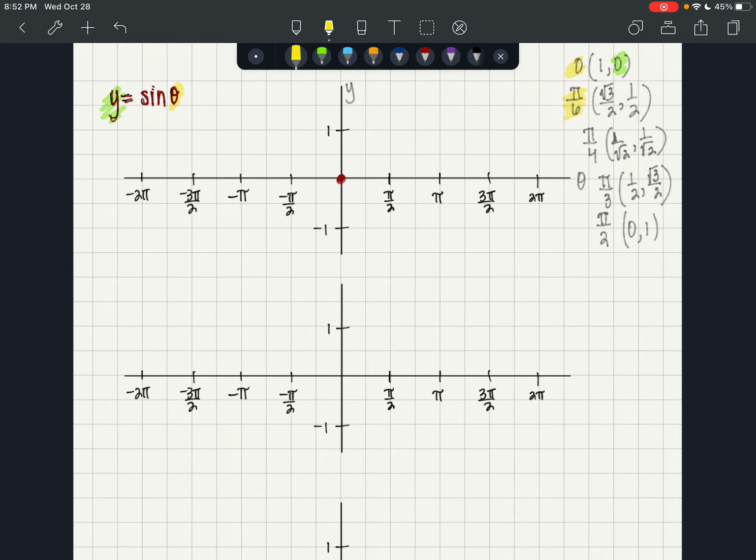Pi over 6 is, where is pi over 6? Pi over 6 is, look, 1, 2, 3. Doesn't that look like your unit circle just stretched out? It does, because it is. So pi over 6, you put a pi over 6 in, and what do you get out? You get out 1/2. So I put a pi over 6 in, and I'm going to get out a 1/2.